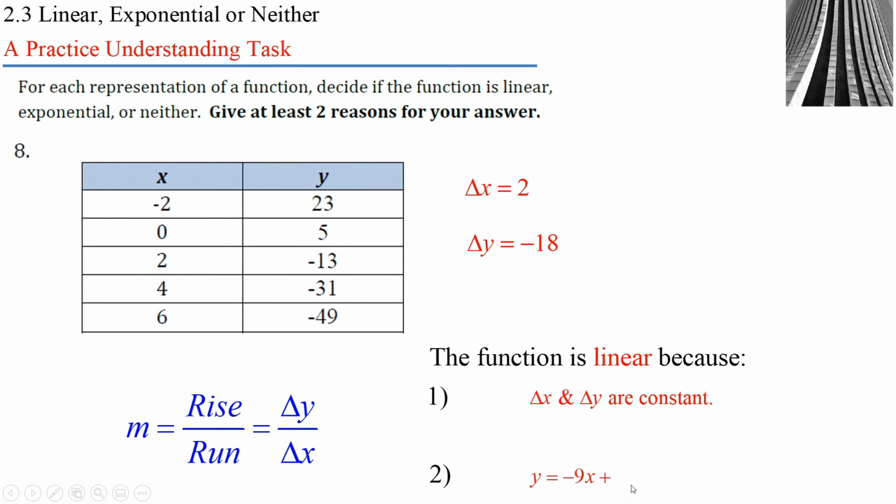And now, the b is the y-intercept. And when x equals 0, what does y equal? Look at that 5 right there. Plus 5. Now, there's my 2 reasons why this must be linear. It is linear because the table shows that the change in x and the change in y are both constant. And the equation for that table would be y equals negative 9x plus 5.